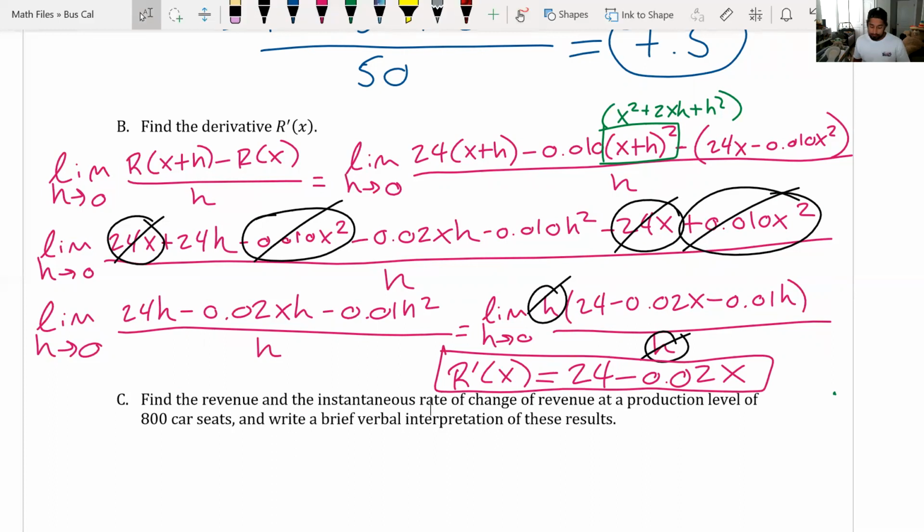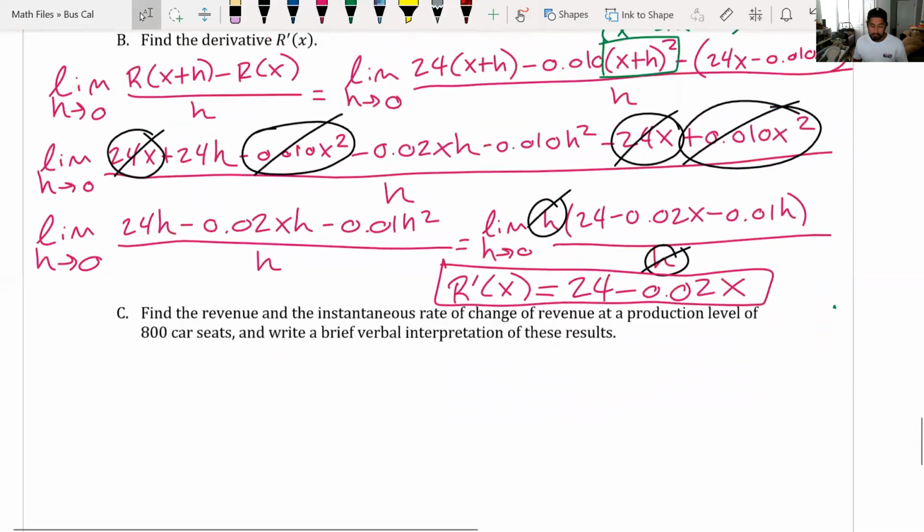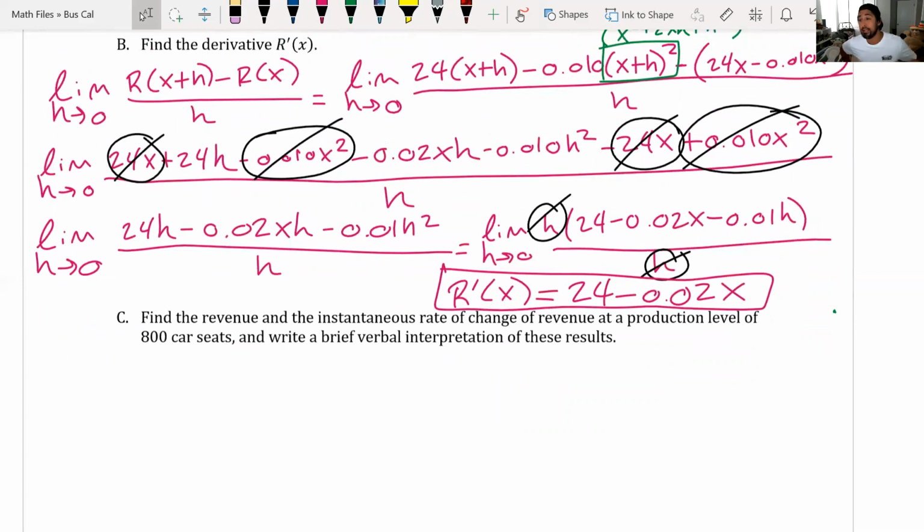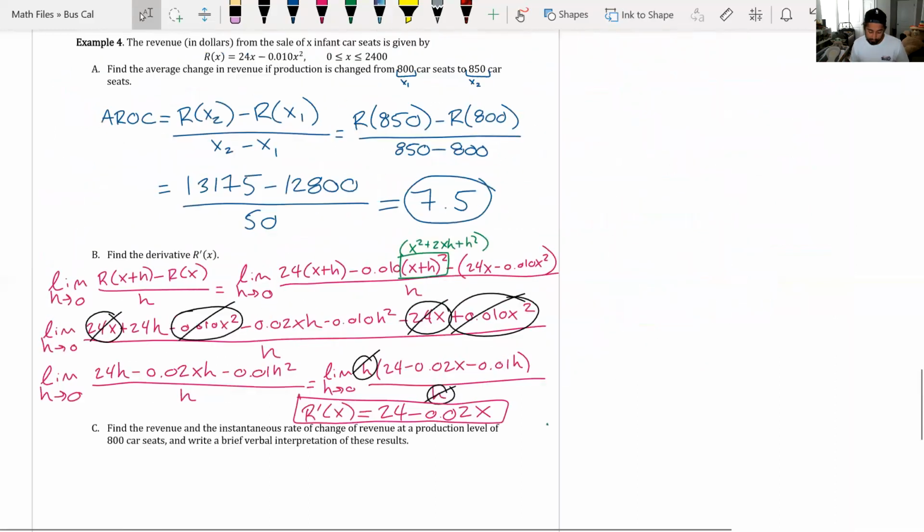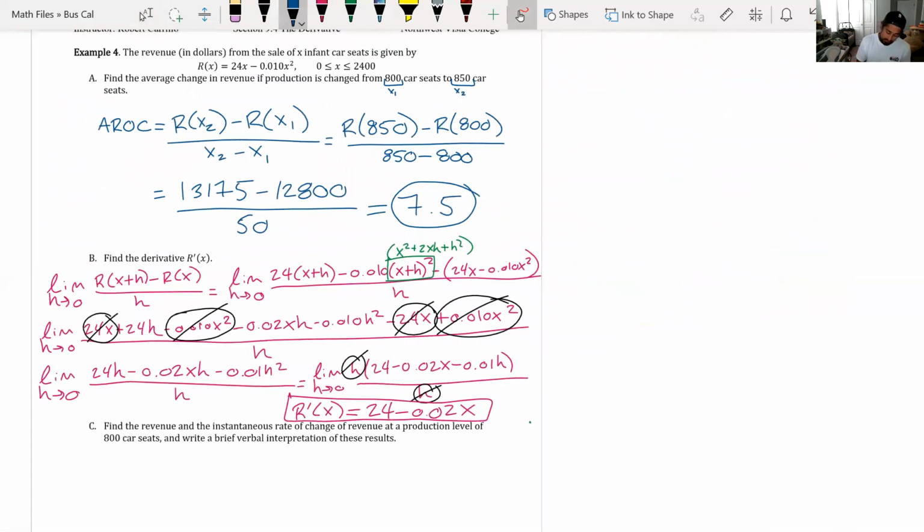All right, last one, I think, right? Yep. C, find the revenue and the instantaneous rate of change of revenue at a production level of 800 car seats and write a brief verbal interpretation of these results. Okay, so what this one says is, hey, take 800, plug it into the revenue function, and then take 800 and plug it into the derivative and explain the results. That's it.